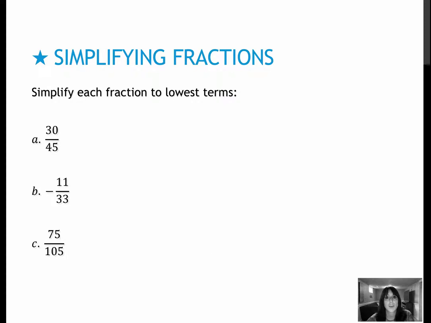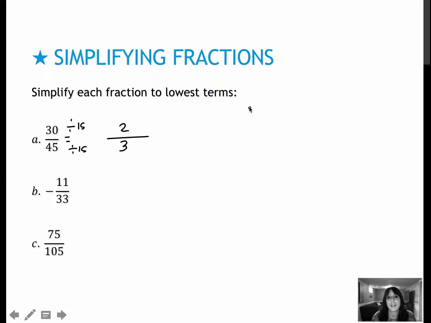Here are 3 for you to try on your own. So press pause, do all 3, then press play to see how you did. For my first, again, if you're finding the GCF, I know that 15 would go into the top and into the bottom. So I would divide the top and bottom by 15, and that would give me 2/3.